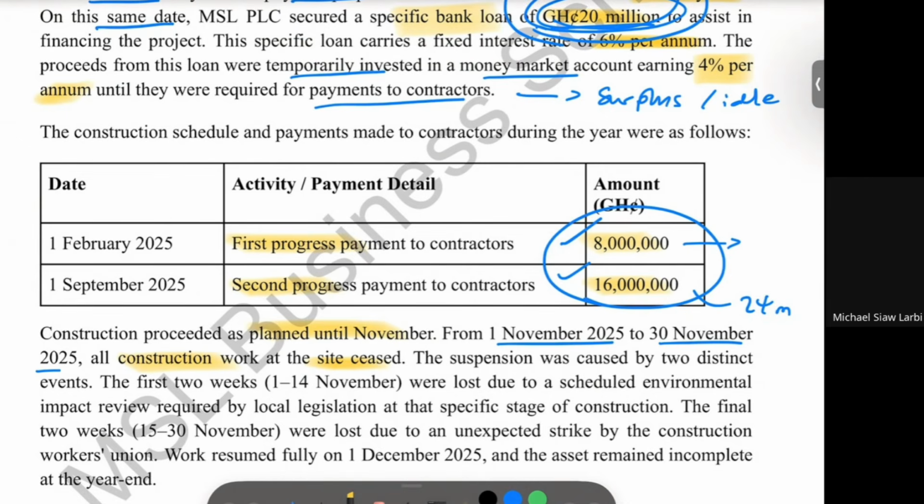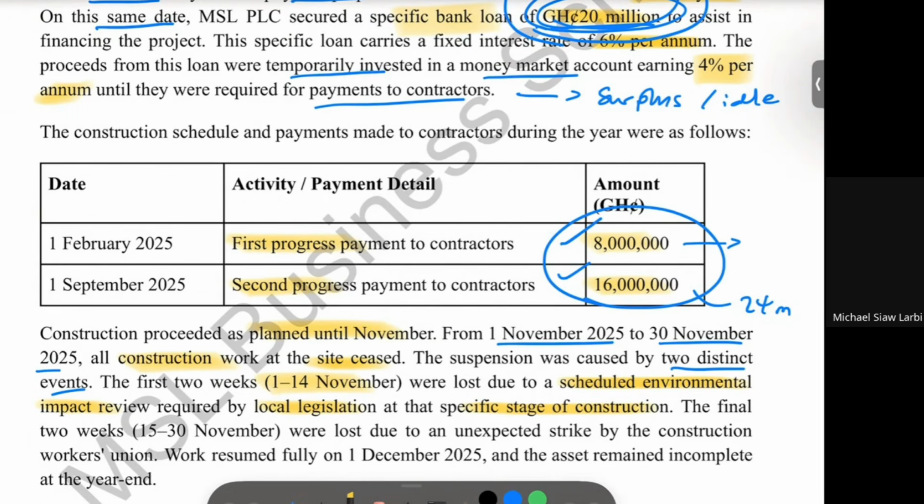But let's see why there was a suspension. The suspension was caused by two distinct events. The first 2 weeks, that is from 1st to 14th November, were lost due to a scheduled environmental impact review required by local legislation at that specific stage of construction. This is a required break. For required breaks or required suspensions, they are necessary, and because of that, you don't suspend capitalization.